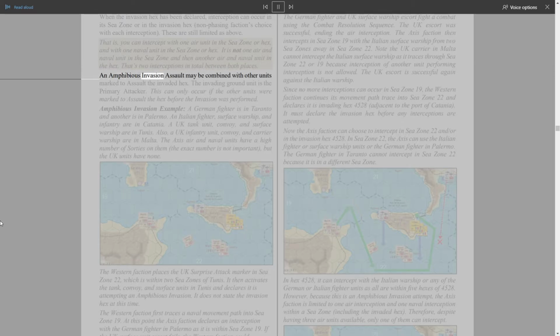An amphibious invasion assault may be combined with other units marked to assault the invaded hex. The invading ground unit is the primary attacker. This can only occur if the other units were marked to assault the hex before the invasion was performed.